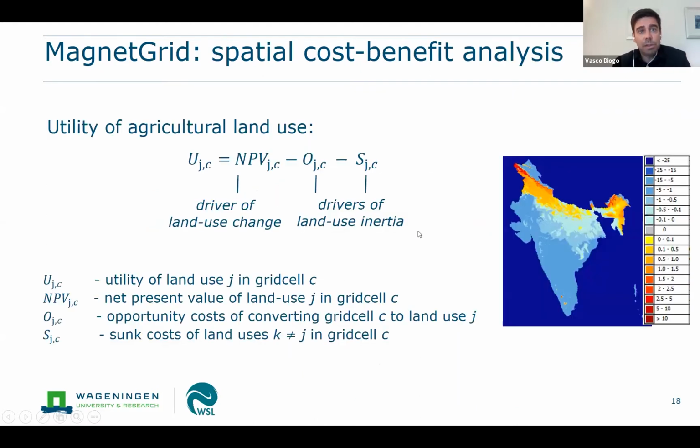These data inputs are then used within the spatial cost-benefit analysis module, in which we calculate the utility of each agricultural land use type.